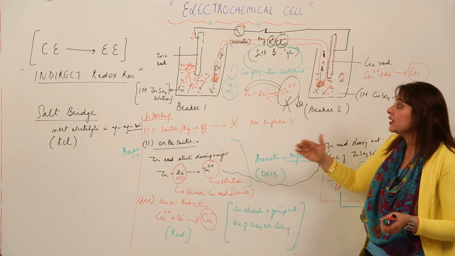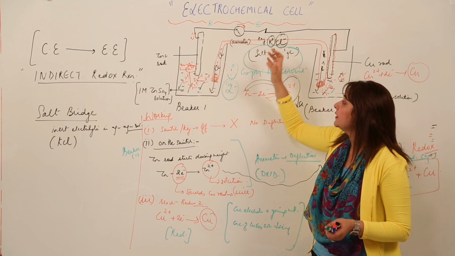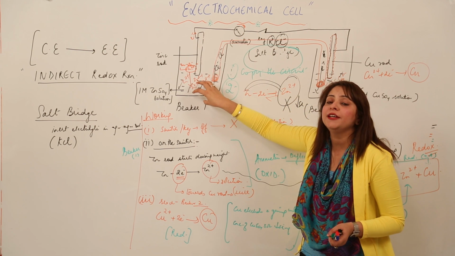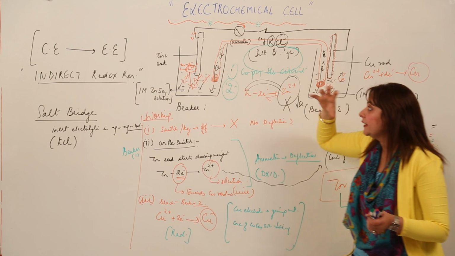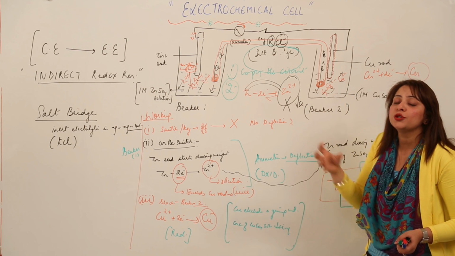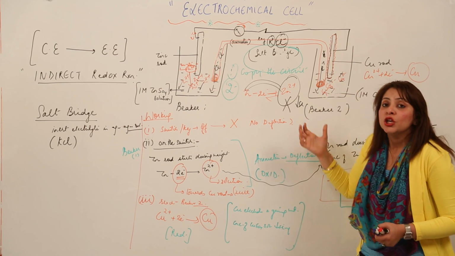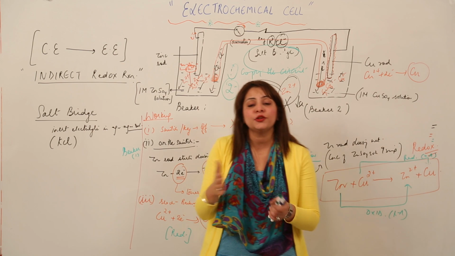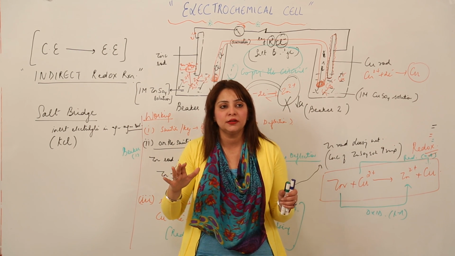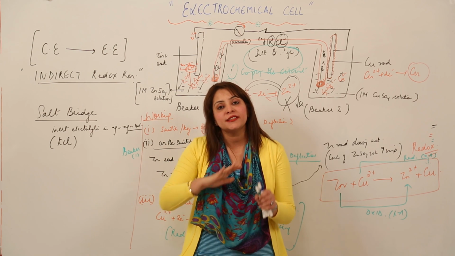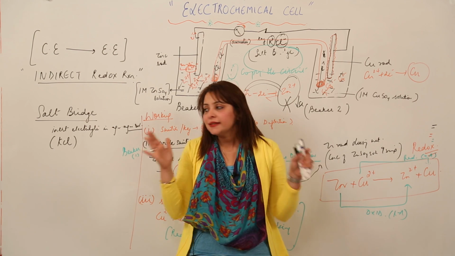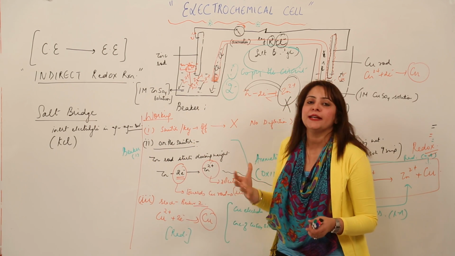It passes its oppositely charged ions, that means the excess negative charge, into beaker 1 so that it can neutralize the excess positive charge, and at the same time it passes the positively charged ion into beaker 2 to neutralize the excess negative charge, so that the oxidation and reduction keep on taking place. The chemical reactions still keep on taking place and the electric energy keeps on being produced. So this is how you are going to explain the electrochemical cell.